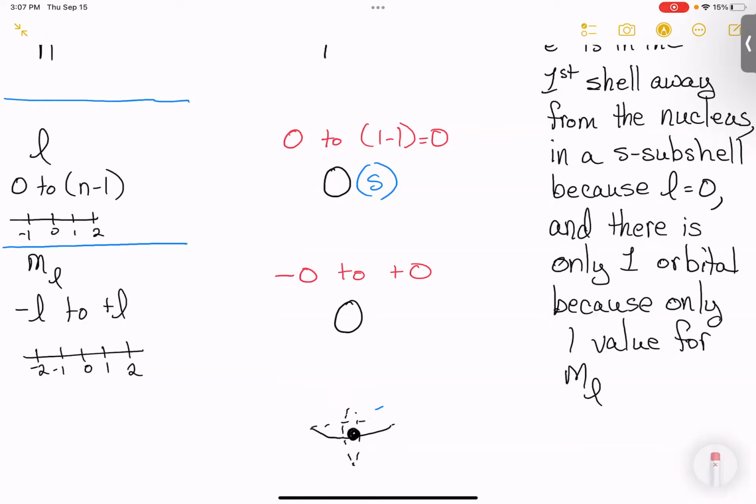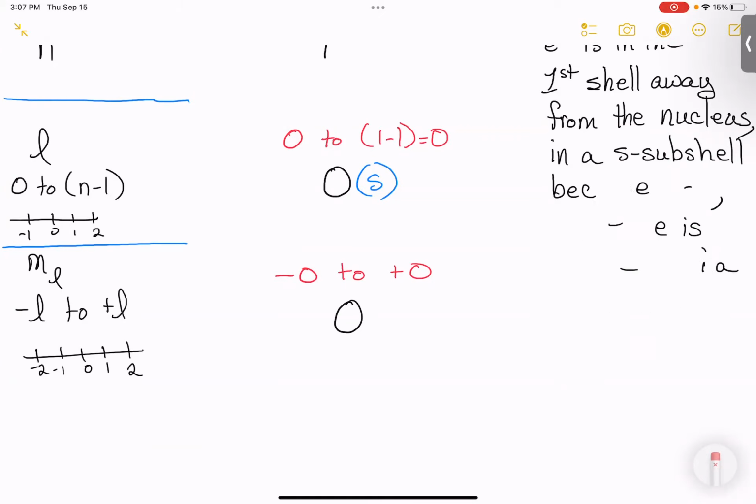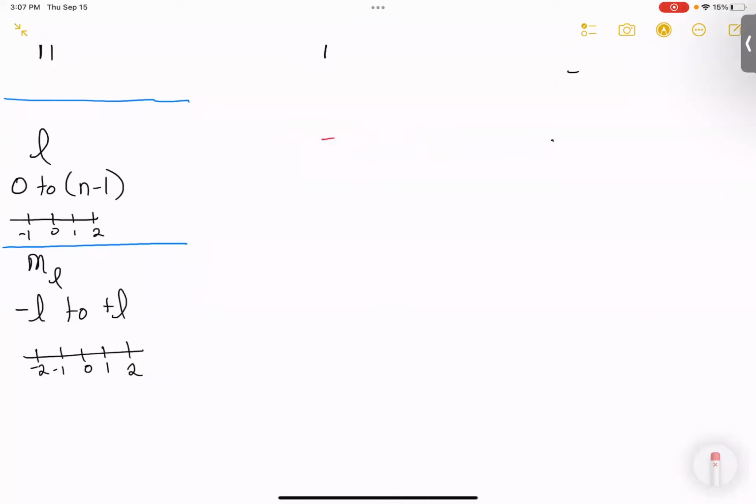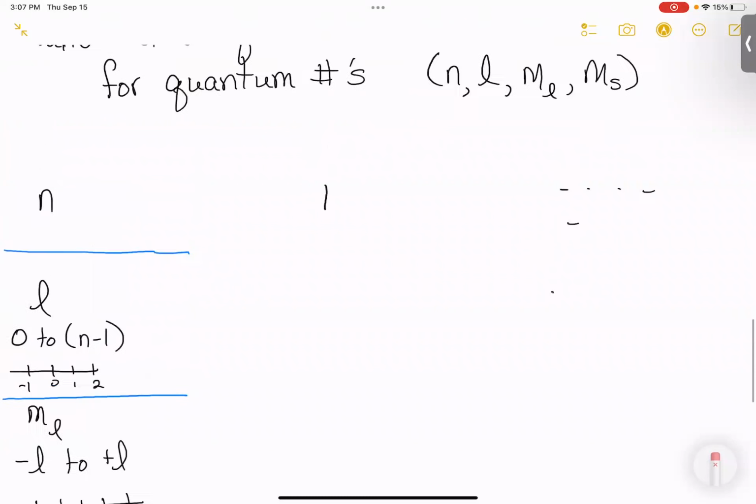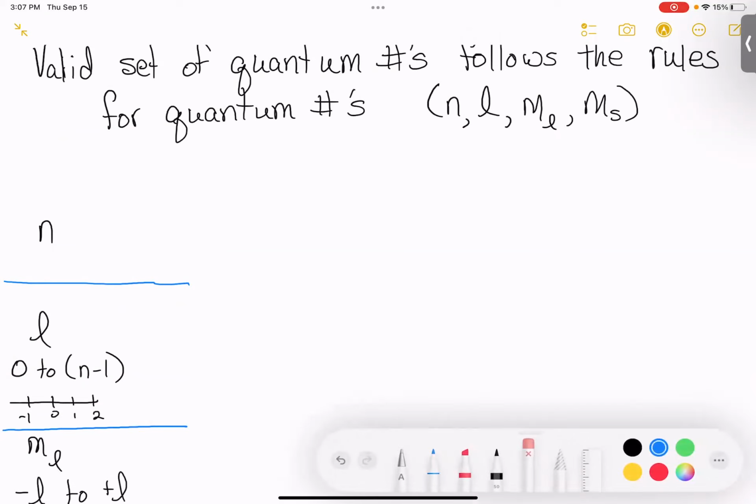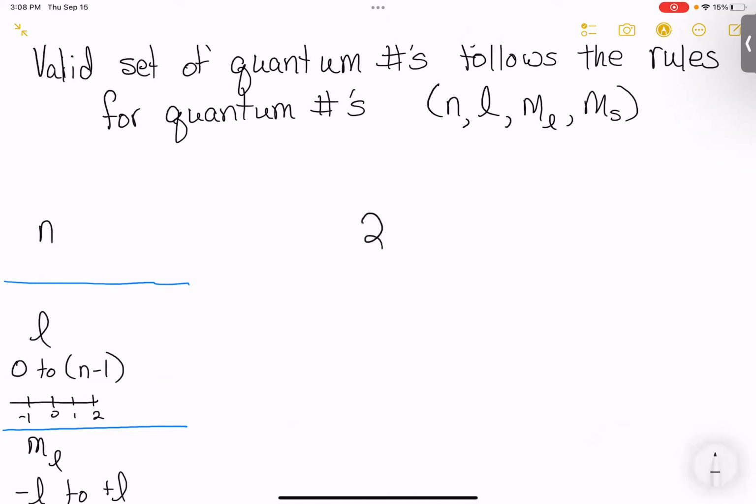Okay, let's go a little further, and maybe as we go, it'll help. Part of the reason this gets a little bit more crazy is simply because a lot of people don't learn quantum numbers before they get here. But it is the way it all came to be. Okay, so first shell. Now let's look at the second shell.